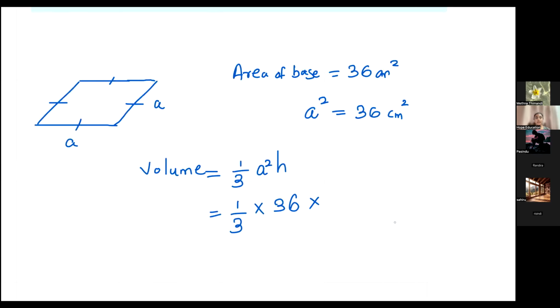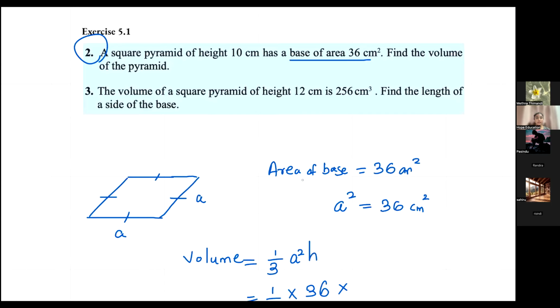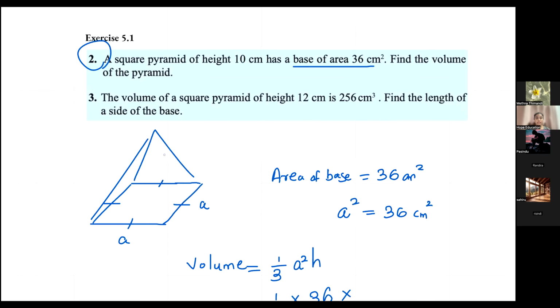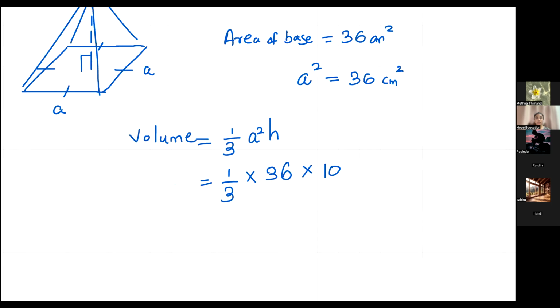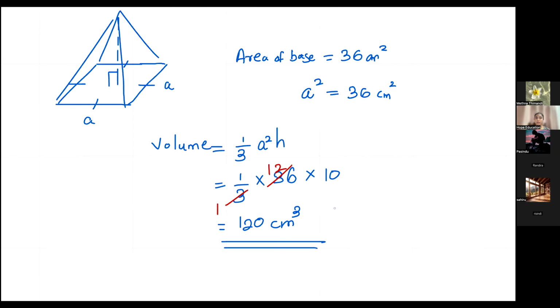Anyways, a squared is 36. Now what is h? They have given h, haven't they? H is not this, this is L. Sorry, my mistake, this is L. They are not asking for L, but h. H is the perpendicular height, that is 10 centimeters. They have given it as height anyways. So height is 10 centimeters. 3 times 1 is 3. 3 times 12 is 36. 12 times 10 is 120 cubic centimeters. Volume is cubic, area is square. Did you understand this? Is this clear to all of you? Give me a thumbs up.